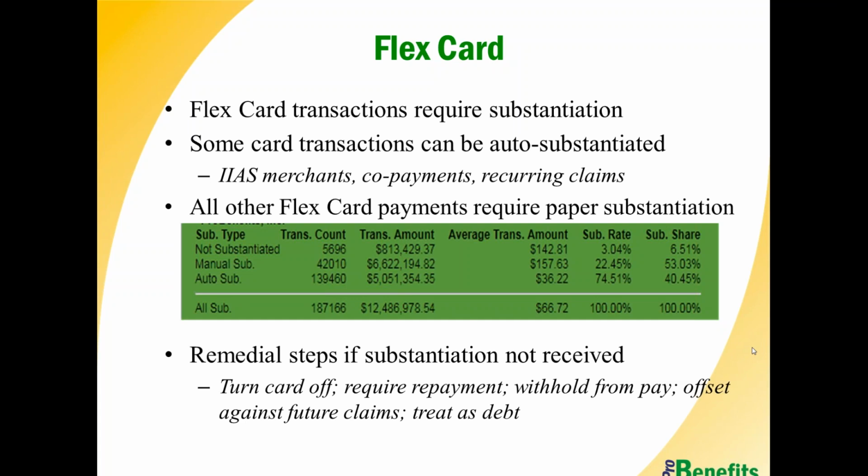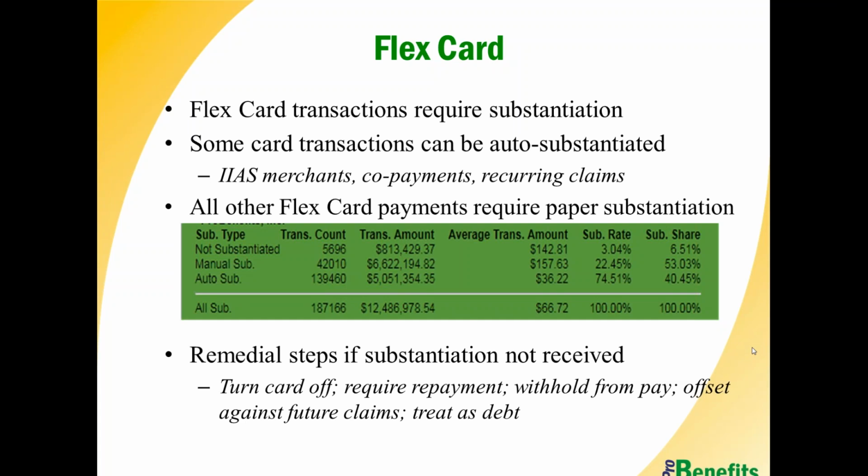Yeah, and just to follow up on that point, those 75%, John, those are the claims that are falling into one of those three categories: IIAS, copayments, or recurring claims. The reason we have to ask for documentation on the other items is because those other 25% of the flex card swipes that don't fall into those three categories, they do require additional information to substantiate the claim.